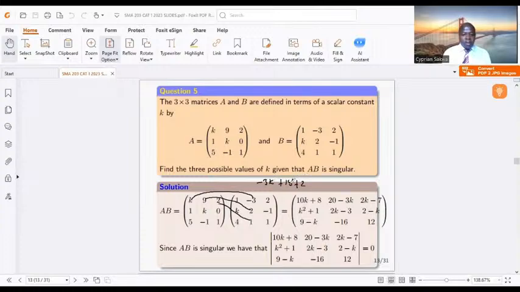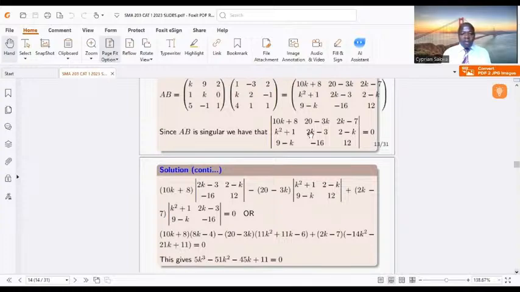And so when you add this, you get 20 and this negative 3K. That's what I got. You do the same for the other elements. Of course, you know how to multiply matrices. So after multiplying those two matrices, we have what our AB is. Our AB is this. Now, equate this determinant to 0, because we were told that this AB was supposed to be singular.